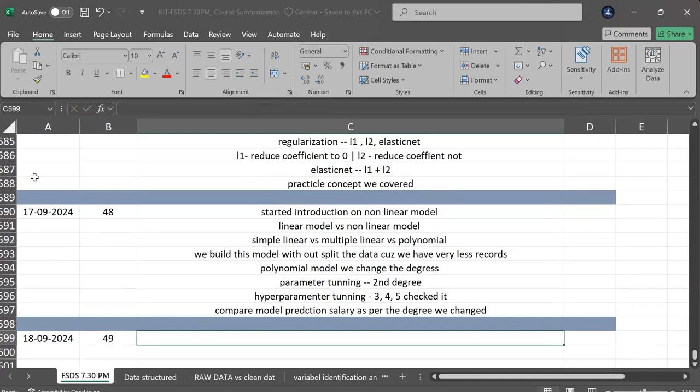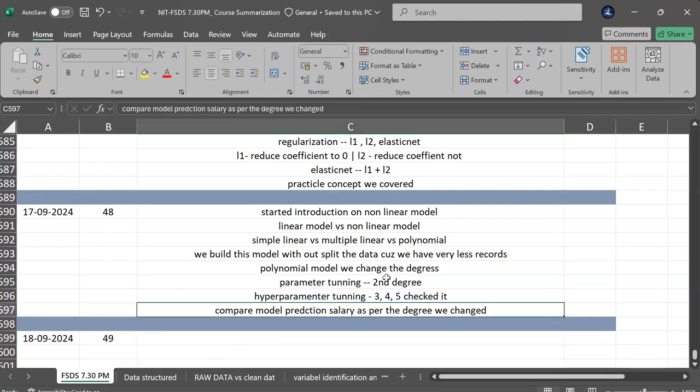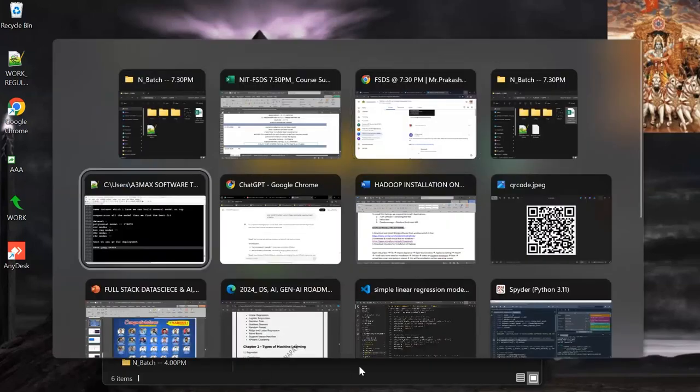Let me finish all machine learning regressions. I'll take up a test for machine learning regressions. Okay, minimize and open.